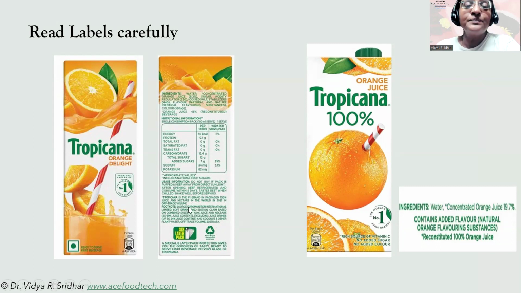Whereas on the left side, this label doesn't say 100% orange juice. It's just a fruit beverage. It says ready to serve fruit beverage, which means that it has water as the first ingredient and concentrated orange juice at 8.2, but it also has sugar and other solids like acidity regulators such as citric acid, salt, and many other things. It also says that orange juice is only 45%. So this tells you that this is a sweetened juice beverage and not a 100% juice beverage, right? You want to be a little more careful when you read labels and pick the choice that you want.